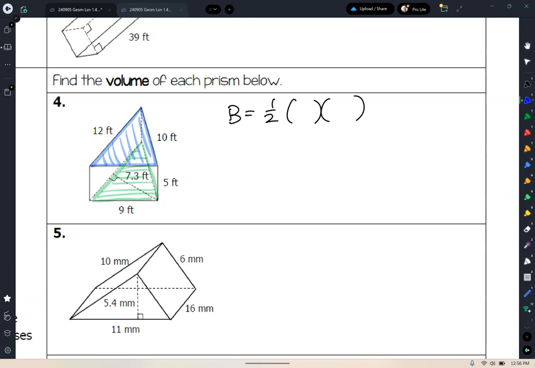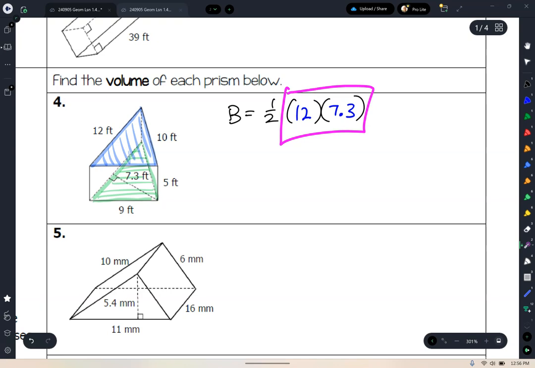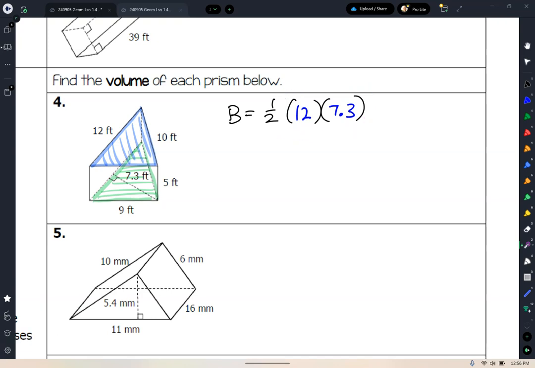Okay. So you should have put 12 and 7.3. Right, because you can see the 90-degree marker here. So we're using these 2 measurements flat on one of the bases. These are the 2 measurements on the flat plane that meet at 90 degrees. Now once we have that, what do you get for the area of the triangle?